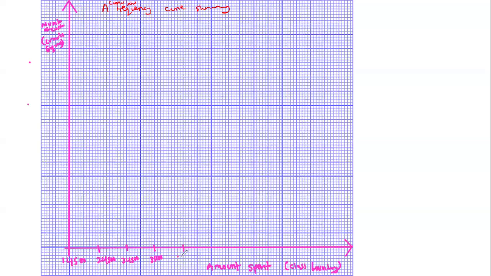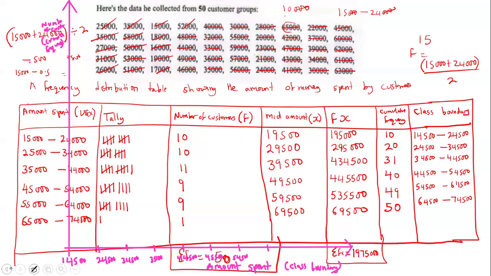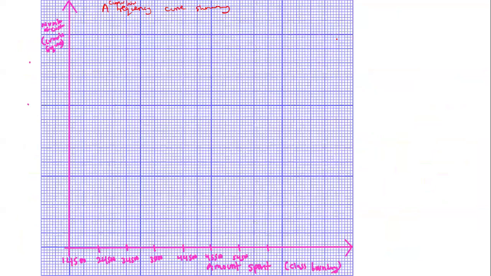Then it will be what? 44,500, 45,500, 54,500, 54. Wait, 40. Oh no, I think let me first repeat. I think let me go back. 44, 54, 44. I think there's something I messed up here. Let me first go back a bit.